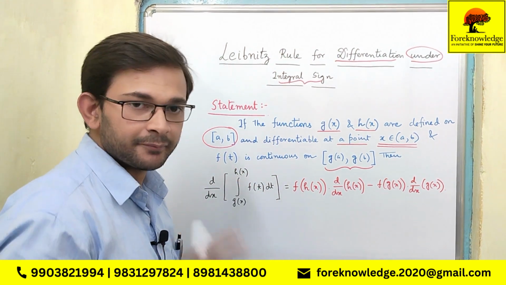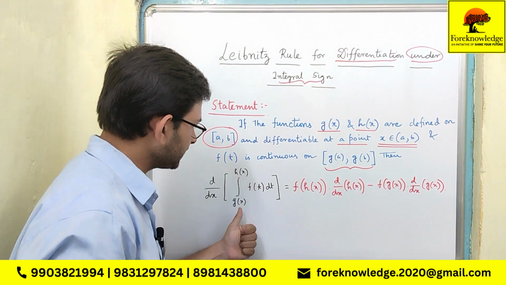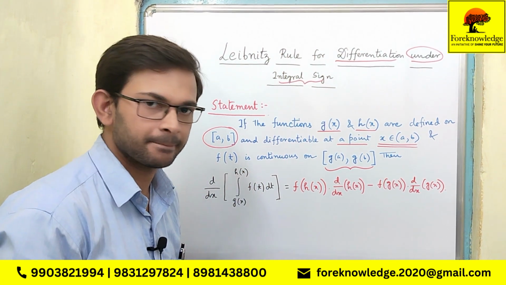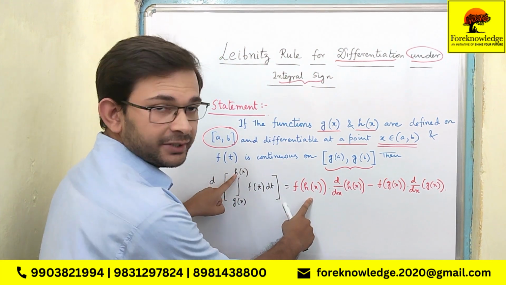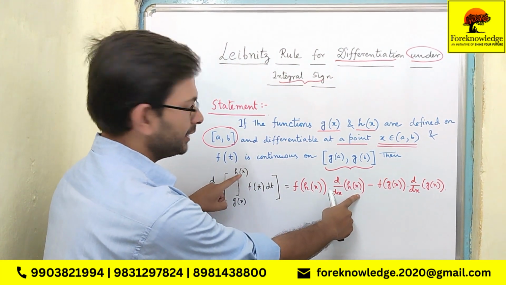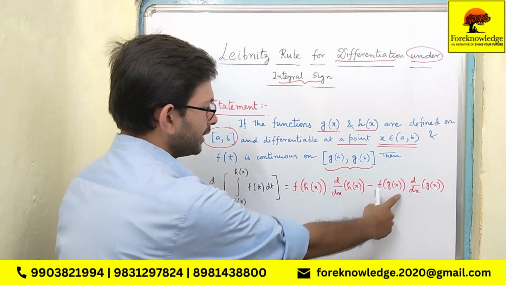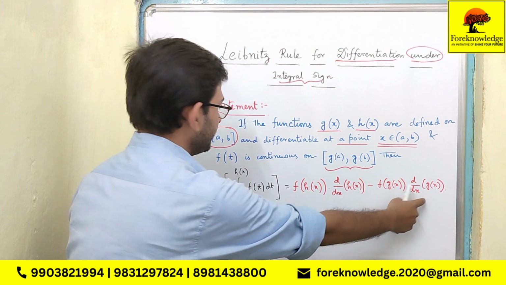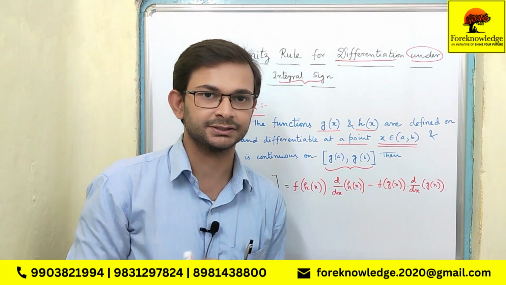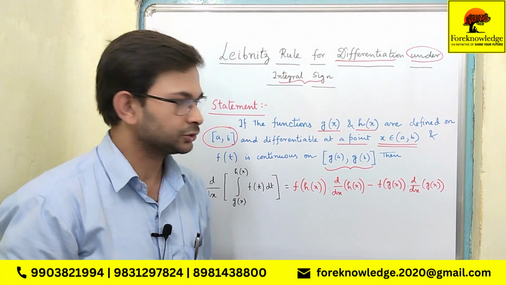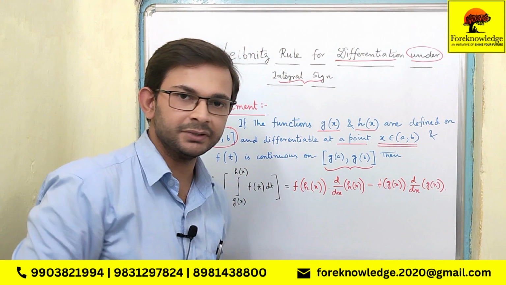So once again I am repeating this. d/dx of the integral from g(x) to h(x) of f(t) dt is equal to f of h(x), that means f of the upper limit, into the derivative of the upper limit, minus f of the lower limit into the derivative of the lower limit. That is what the Leibniz rule says. So if these conditions are satisfied, then this is the Leibniz rule.